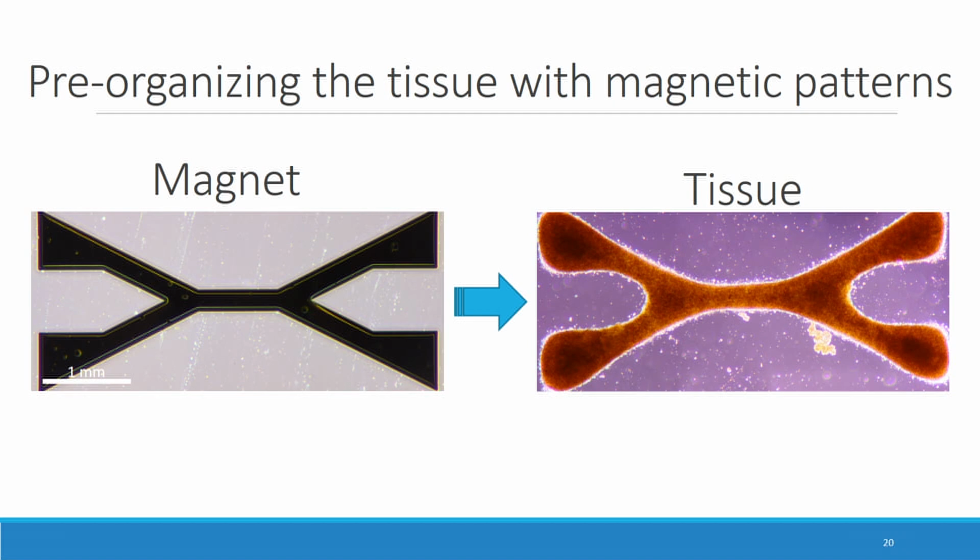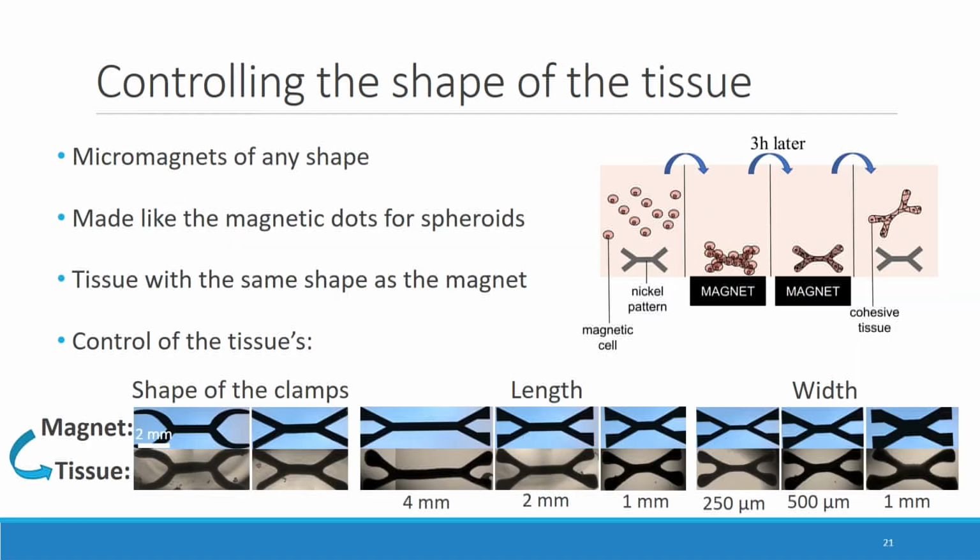And the way we create the tissue works quite similarly to the way we created the spheroids. First, you create the pattern, any shape you want. Then you put the magnetic cells on top of it. They will aggregate, and in 3 hours, you get a cohesive tissue in the exact same shape of the pattern, meaning that you can create a tissue with any shape you want.